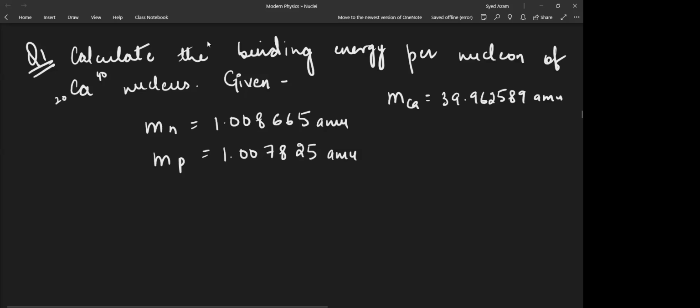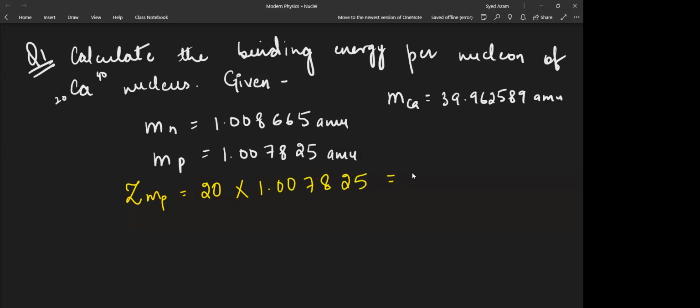See here, Mariam, shall we discuss? Here the mass of the neutron, the mass of the proton, and the mass of the entire nucleus is mentioned, and calcium is there with its mass number and atomic number. So the first step is we calculate ZMp. Z is the number of protons, that is the atomic number 20, into the mass of proton, 1.00782. So this is equal to 20.1565.